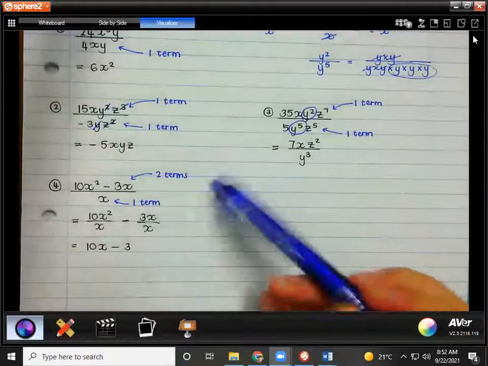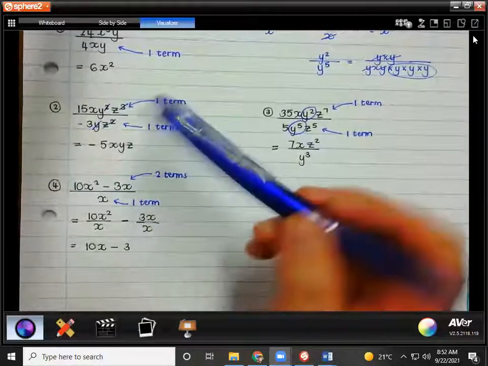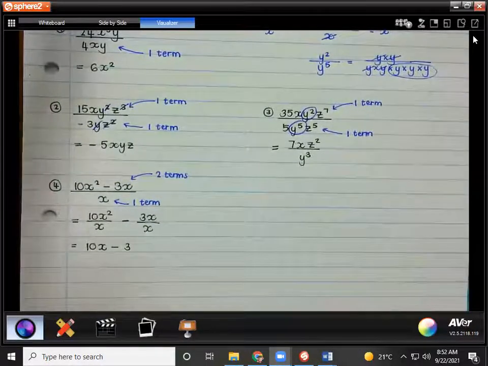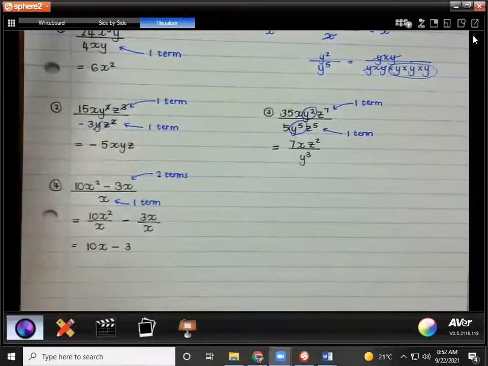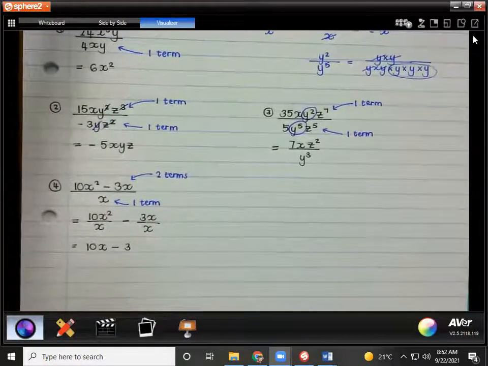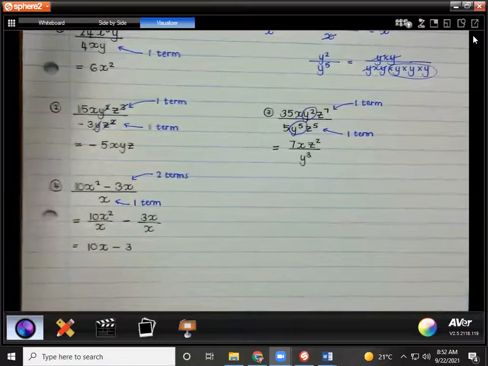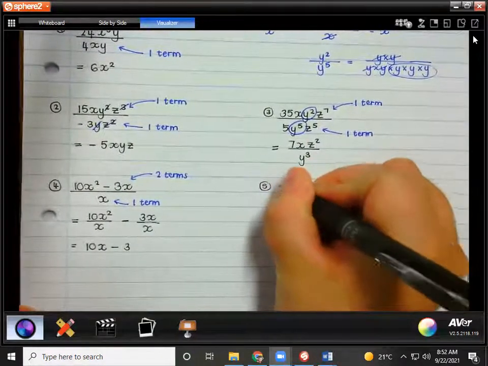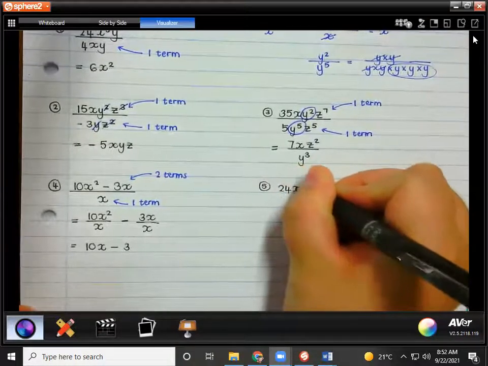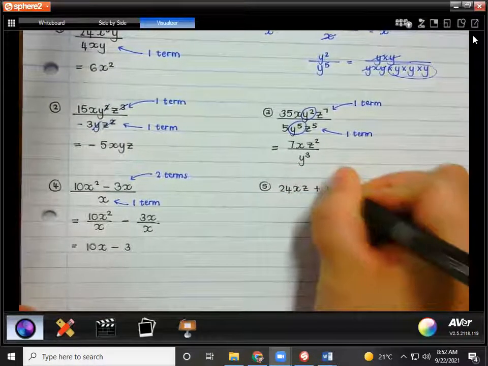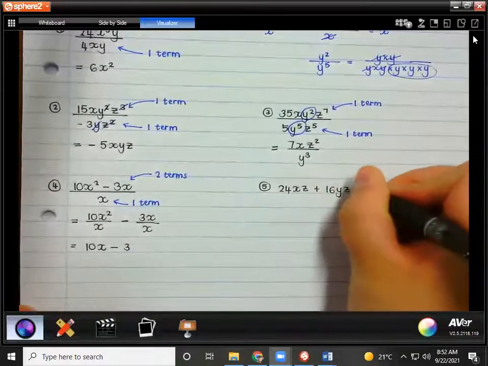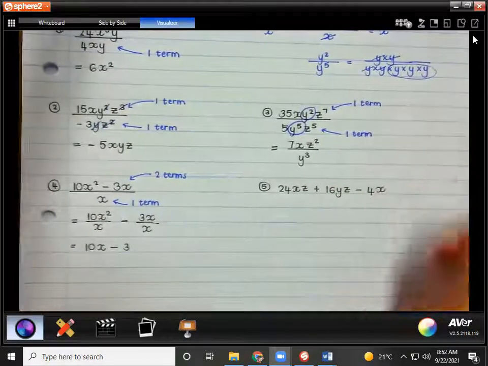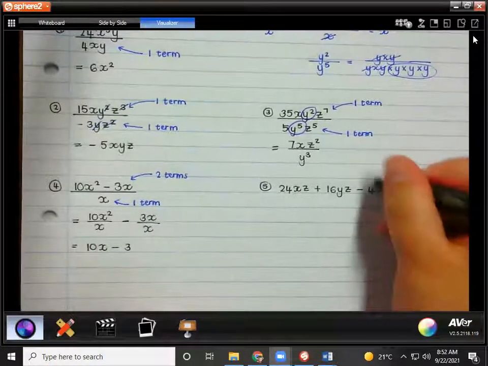Right, but guys, you have to do that. You have to divide every single term. Even if you have 12 terms in your numerator, you would have to divide all 12 of them by that one denominator. Okay, we're going to do a few more examples. Actually, just one more. So I'll do it on the side here. Oh, sorry, that's supposed to be a Z.